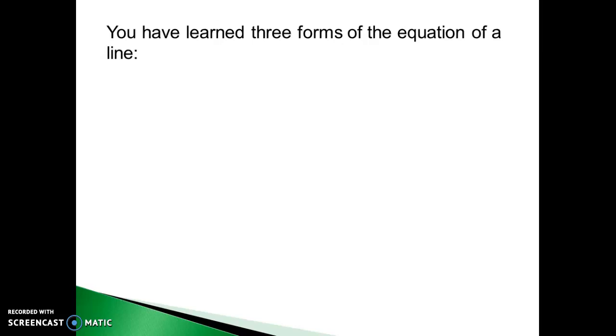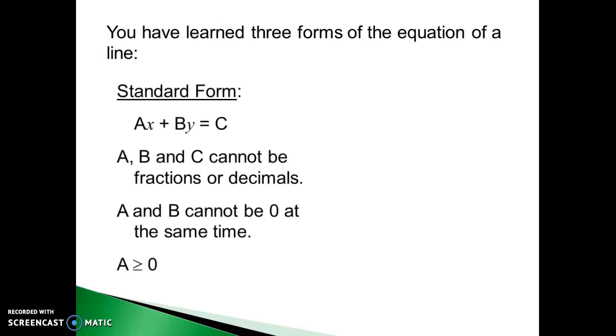So we've learned 3 forms of the equation in the past. So one was standard form. And again, the 2 things to keep attention to are the fact that A, B, and C cannot be fractions or decimals. They can be radicals, but not fractions or decimals. And the fact that x's coefficient has to be greater than or equal to 0. So you don't want a negative hanging off the edge in standard form.